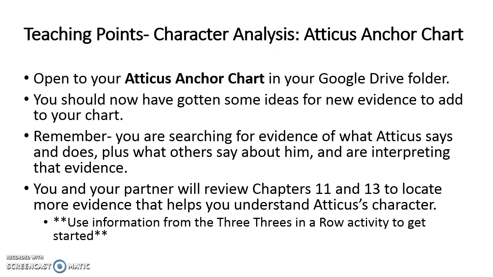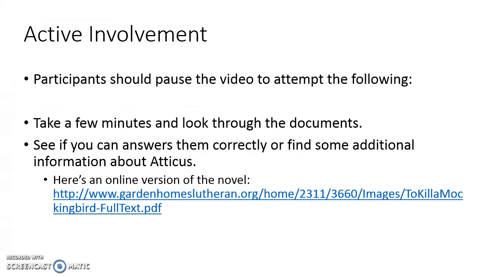We use Canvas in our classroom, so their Atticus anchor chart is already on their Google Drive. Once this activity is done, they have the opportunity to go back to their anchor chart and start filling in additional information. What you really want them doing is searching for evidence of what Atticus says and does, plus what others say about him, and interpreting that evidence. You and your partner will review chapters 11 and 13 to locate more evidence that helps you understand Atticus's character, using that 3 in a row activity to help you as well.